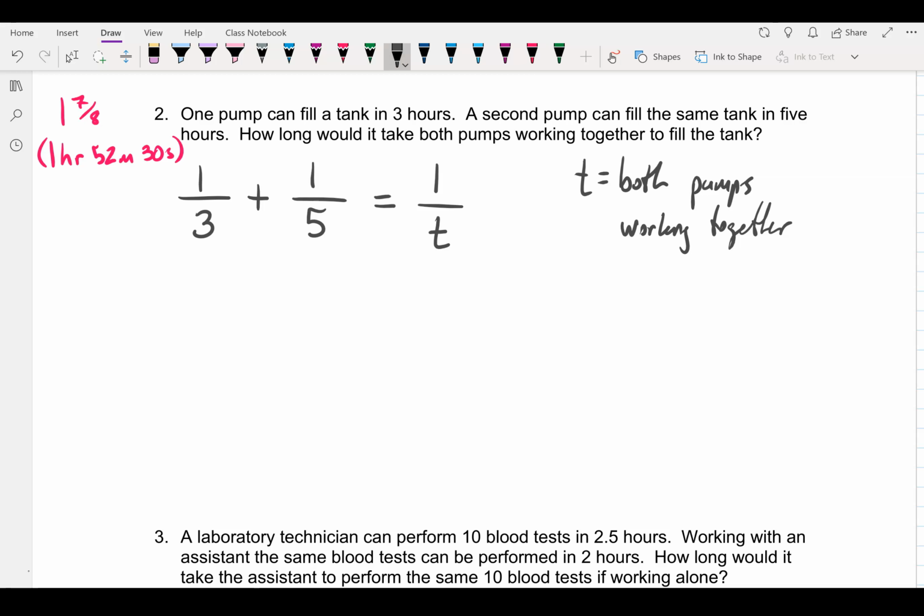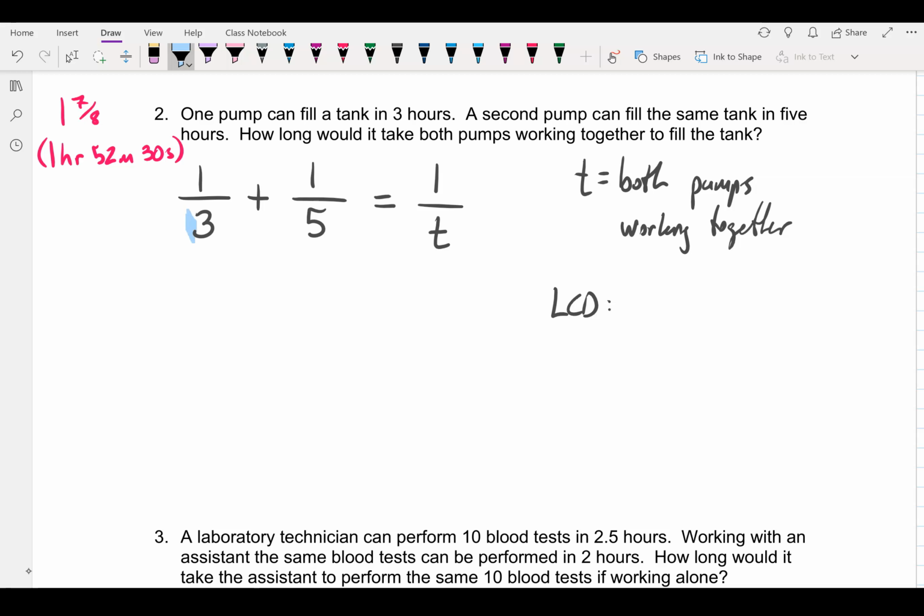So what are we going to do? We're going to multiply by the LCD. And what's the LCD here? Hopefully you can see it is 15t. So LCD is 15t. And one way that you might want to look at this, maybe I can break it up for you. It still works with factors, okay?